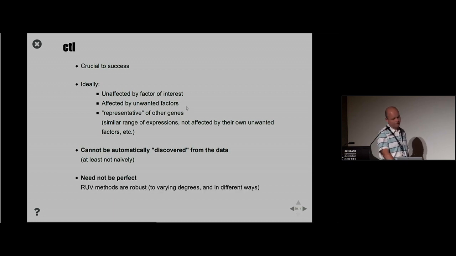Okay, and then something else I've already said before, the negative controls don't necessarily need to be perfect, and some of the RUV methods are quite robust to varying degrees. So if, for example, 10% of your genes actually are somewhat affected by the factor of interest, for at least some of the methods, that's going to be fine.